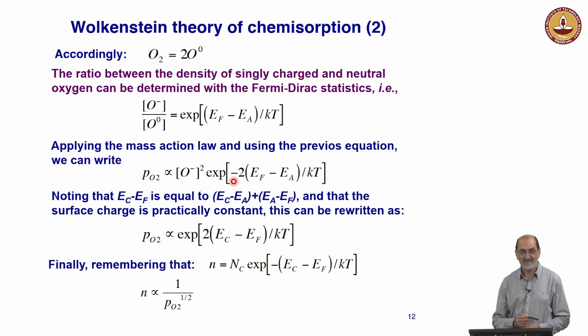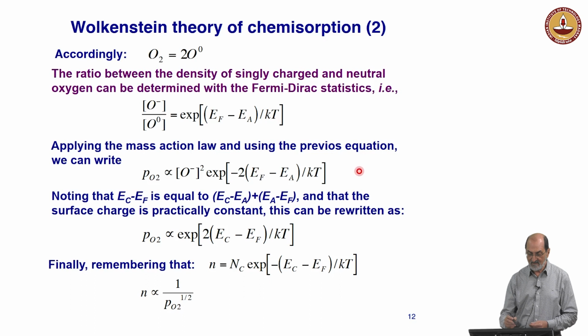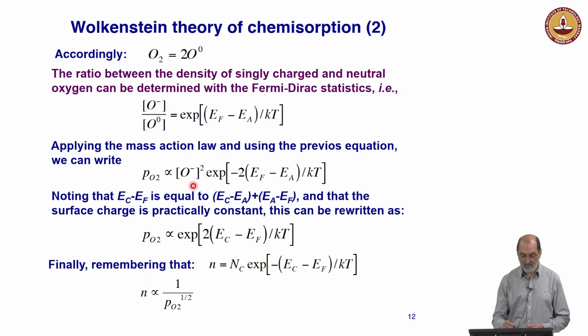Okay, so this is the ratio between the oxygen pressure and the amount of oxygen adsorbed at the surface, and that depends on the difference between the Fermi level and the adsorption energy. Well, now we have to realize that EC minus EF is equal to this. Here we have subtracted and added the adsorption energy. This difference is related to the position of the adsorption energy at the surface, which is constant. This is a number. This is constant.